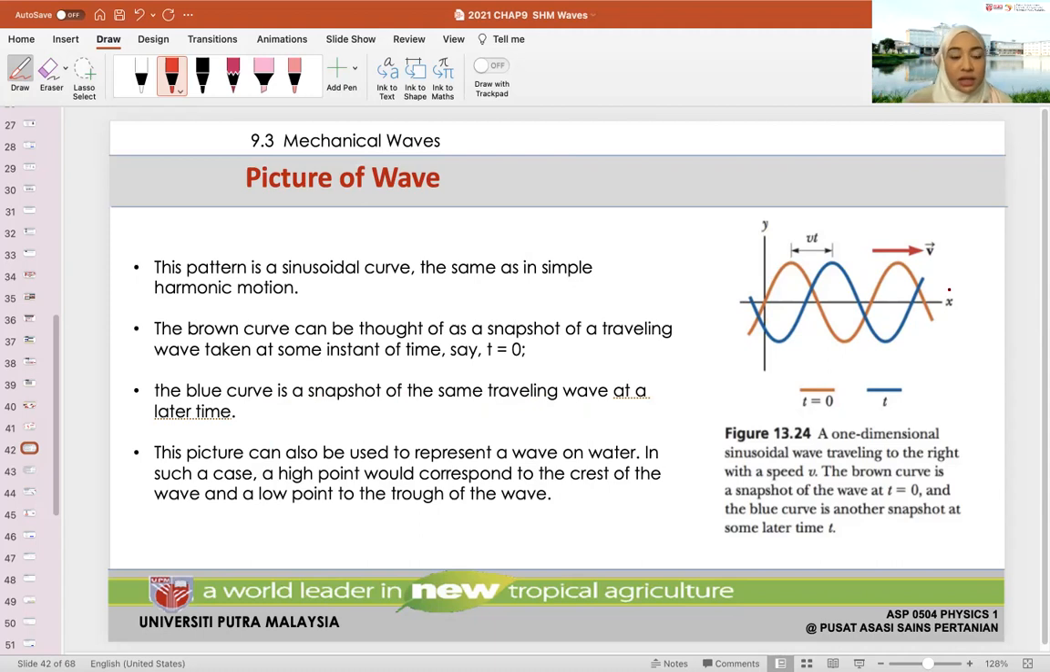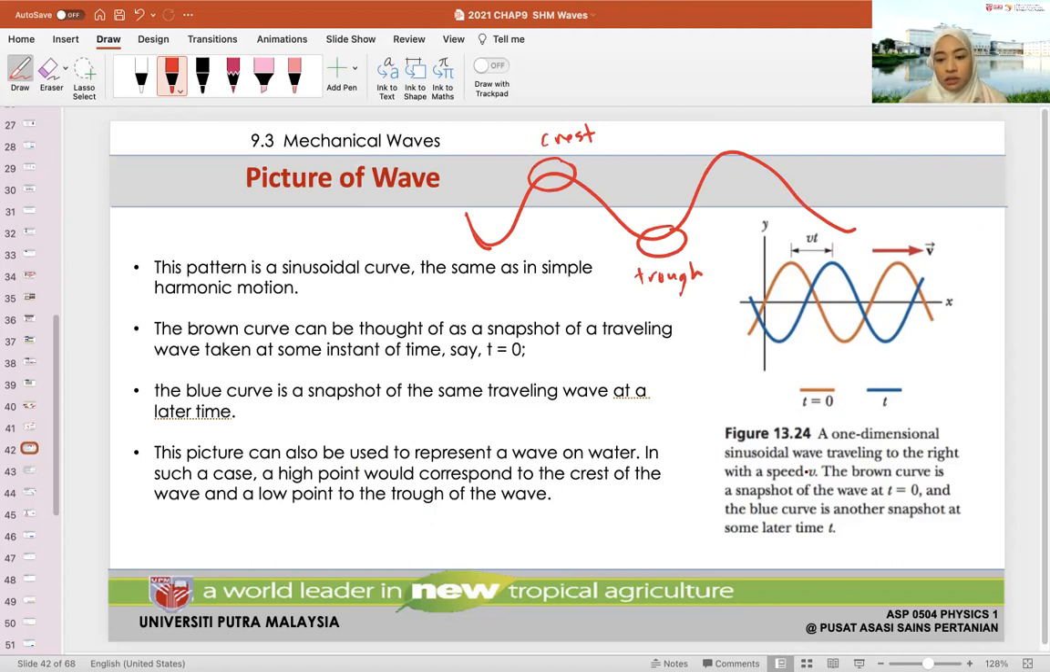So the wave travels. This picture can also be used to represent a wave on water. In such a case, a high point would correspond to the crest of the wave and a low point to the trough of the wave. So what this sentence is saying is that when you observe a wave, there are waves in the sea, right? Waves like that. This is called the crest and this is called the trough. It says the same thing.